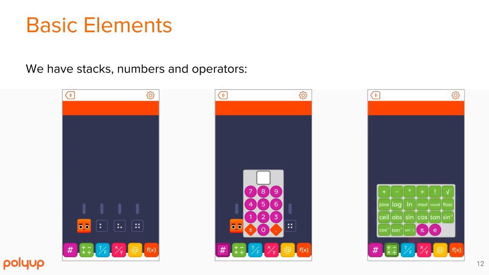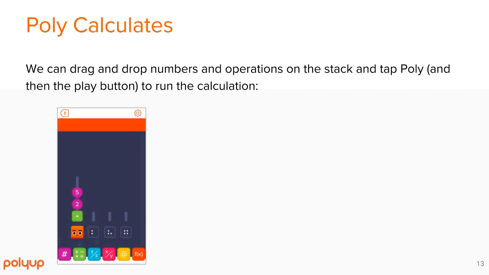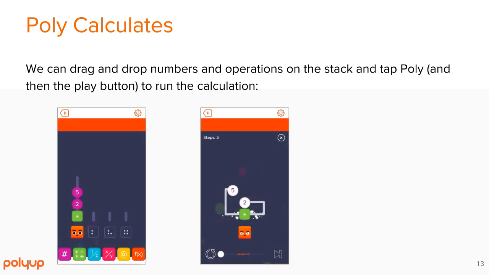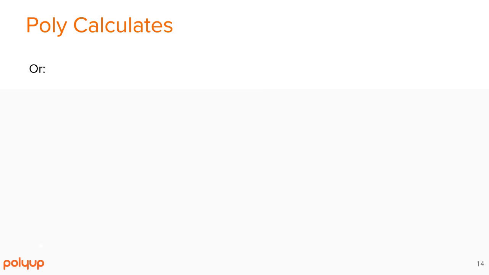The green button brings up a palette full of mathematical operators, plus a couple of familiar constants. After you drag and drop the blocks you want into your program, tap on Poly to open the runtime screen, then hit the play button to start. The program will read from the top down, applying any operators to the numbers above them, until it reaches the bottom for the final result. This program added 5 and 2 to get a 7.